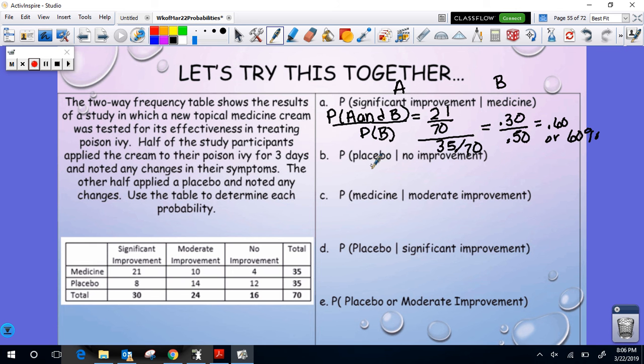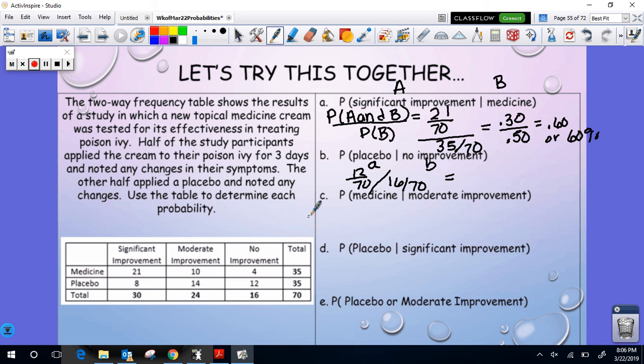Okay, now this one says placebo and no improvement. So we're going to call this one A and this one B. I'm going to use the same formula. I need the probability of being on a placebo and no improvement. So I go to placebo and go to where it says no improvement. That's 12 out of 70. So we're going to say 12 out of 70 divided by the probability of no improvement, which is 16 out of 70.